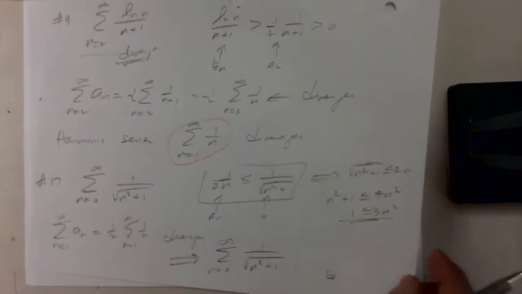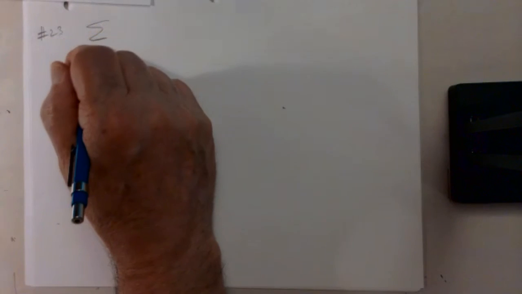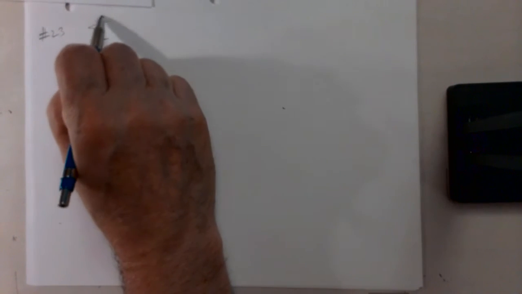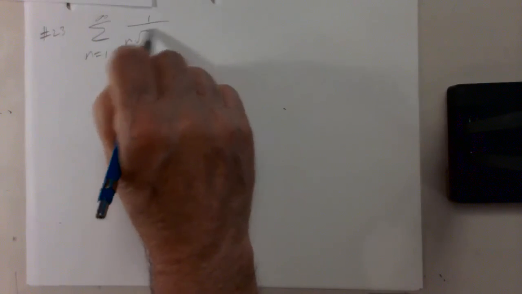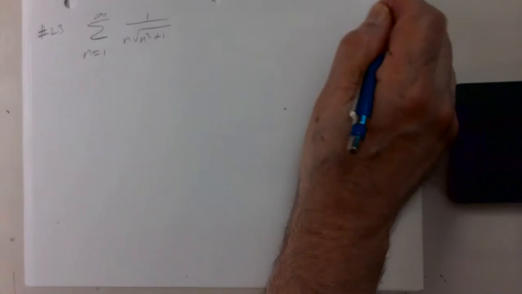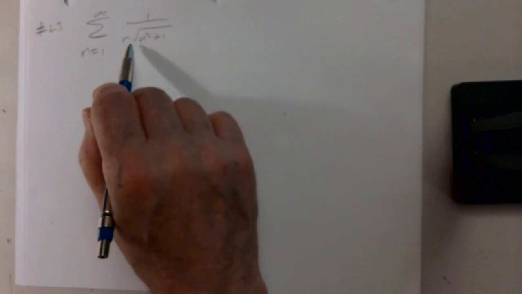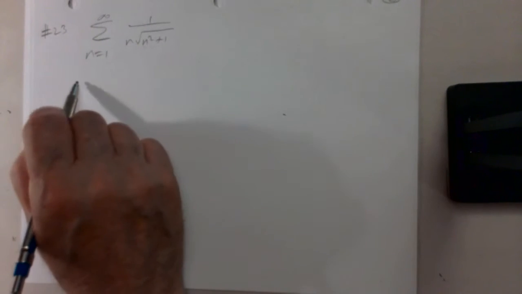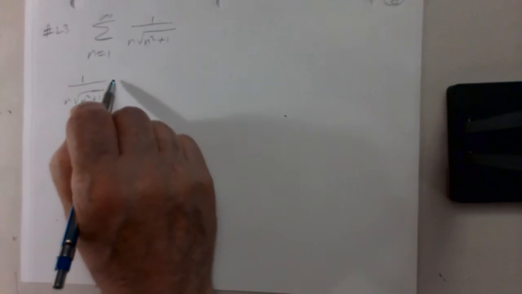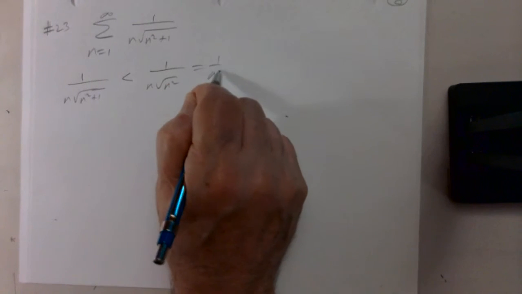Let me do one more and then I'll quit. This is number 23. We have the infinite series, n goes from 1 to infinity, 1 over n times the square root of n squared plus 1. If you look at this, the square root of n squared plus 1 is approximately n. So a natural thing would be to compare this to 1 over n squared. In fact, if I make the denominator smaller, I get a bigger fraction: 1 over n times the square root of n squared, which is just 1 over n squared.